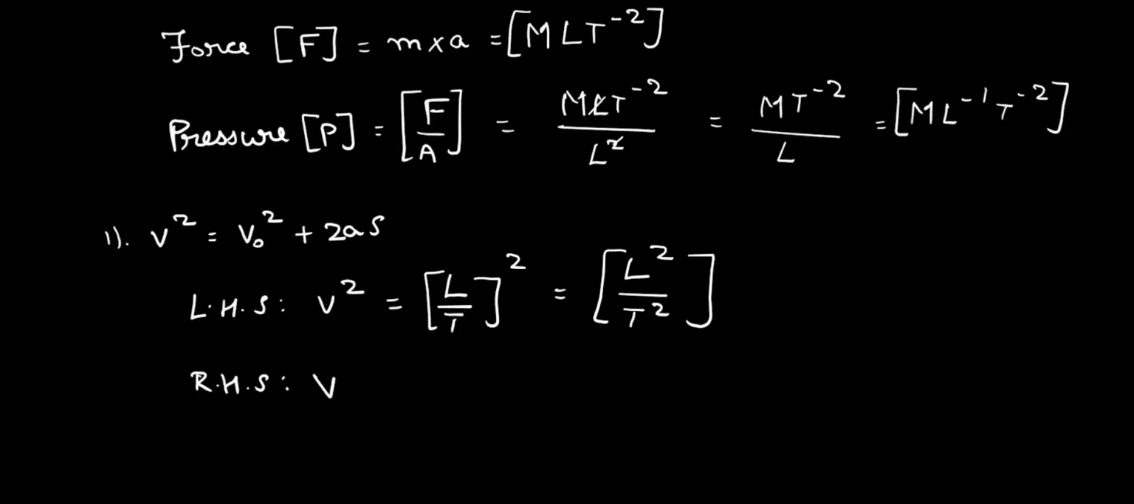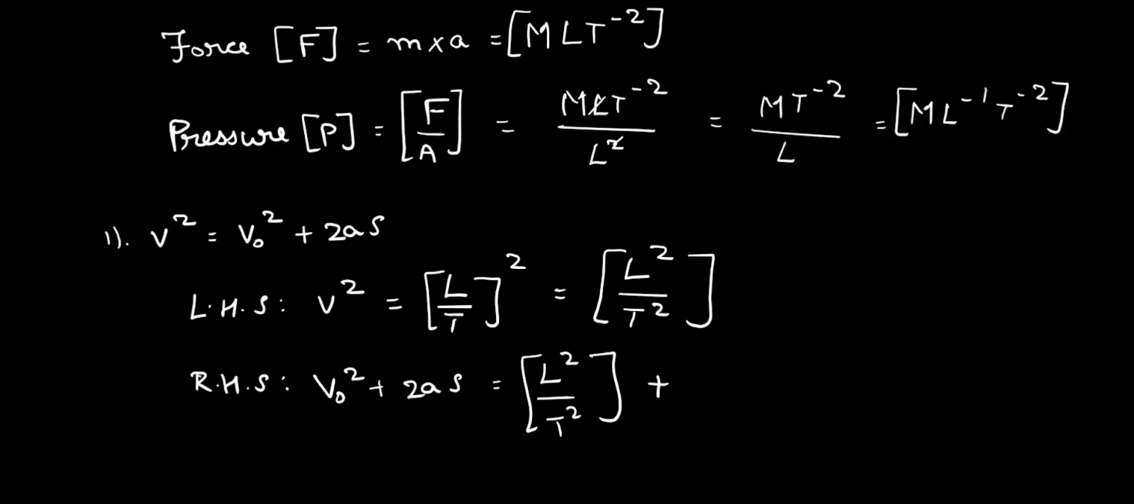The first one is V naught square and the second one is 2as. So we have to check whether the dimensions of V naught square and 2as are both equal. For V naught square, since it is also velocity, we will have the same dimension, and since it is squared, we can write L square by T square. Now 2 is a numerical constant and it has no dimension.